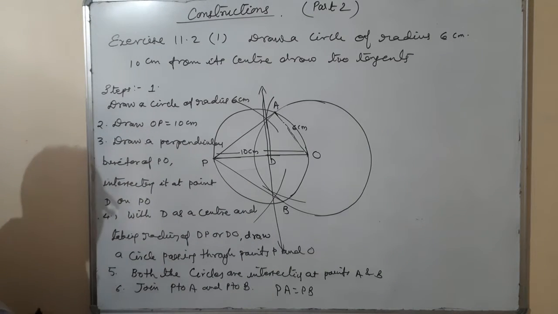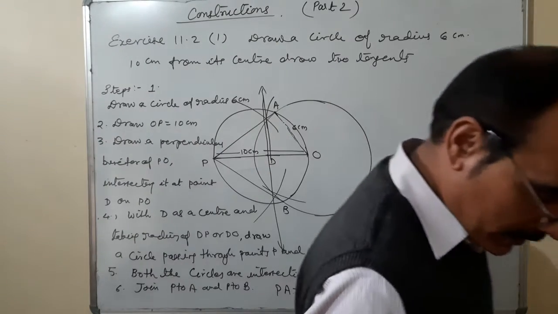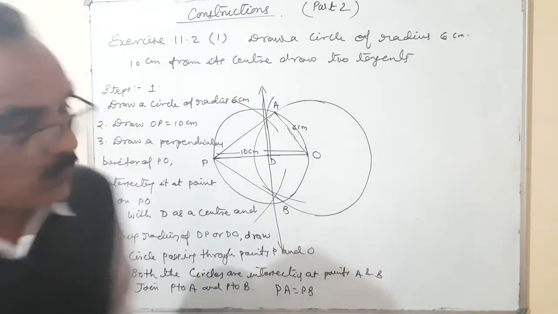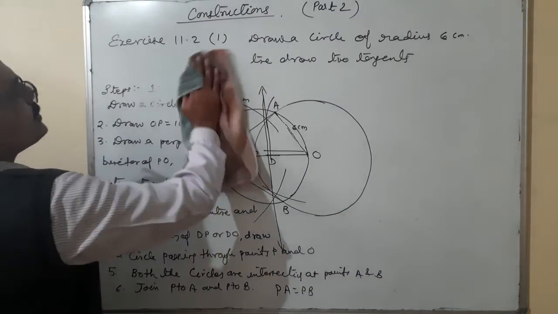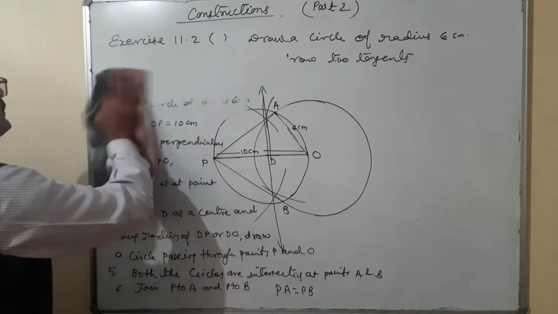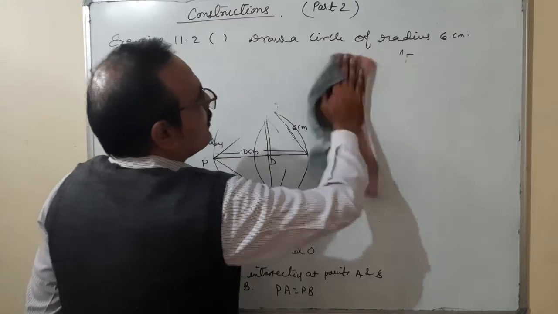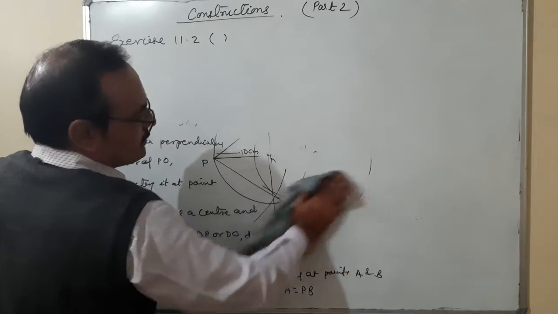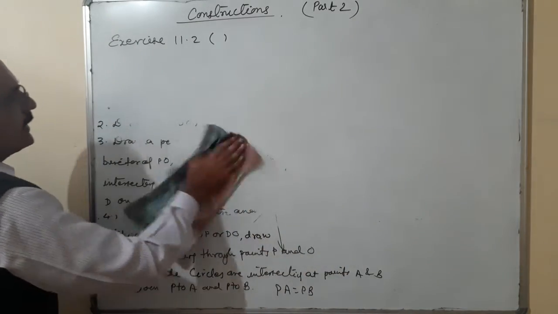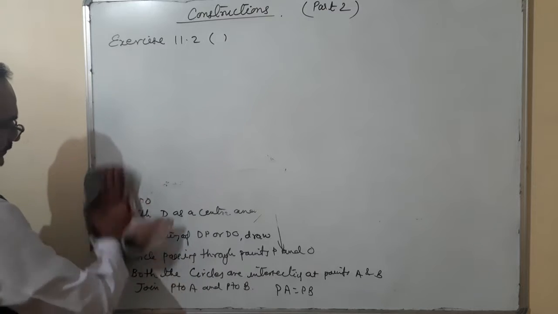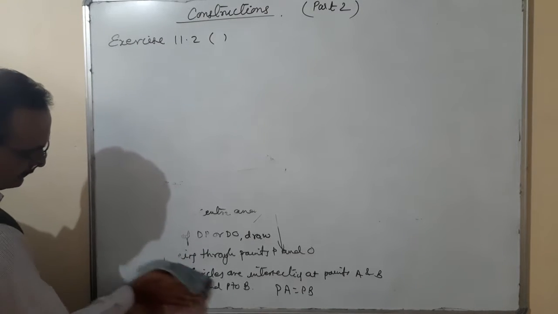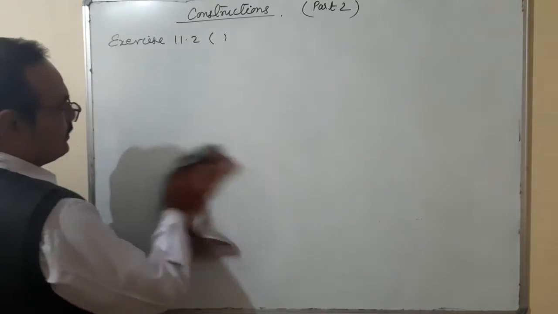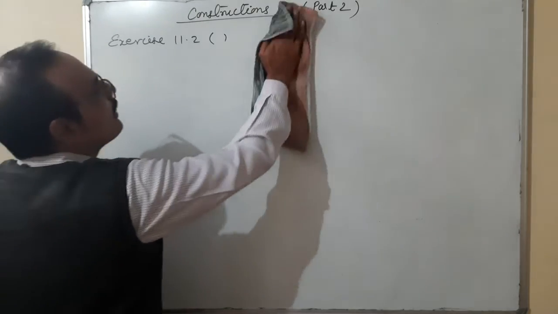Okay. Next question I am taking. It's a very special question number 4 of the same exercise 11.2. Question number 4. What is it? In this question, we have to draw two tangents. Okay. But it is not given from which point we have to draw two tangents. Only one condition is given that both the tangents are subtending an angle to each other.